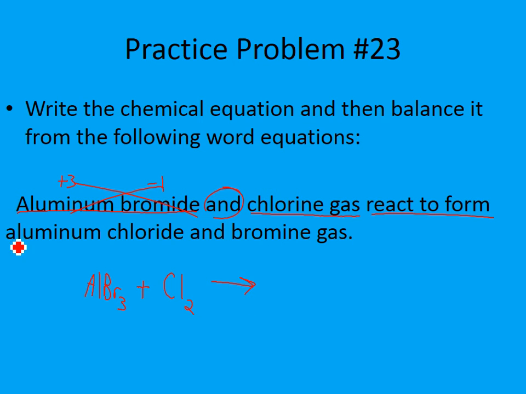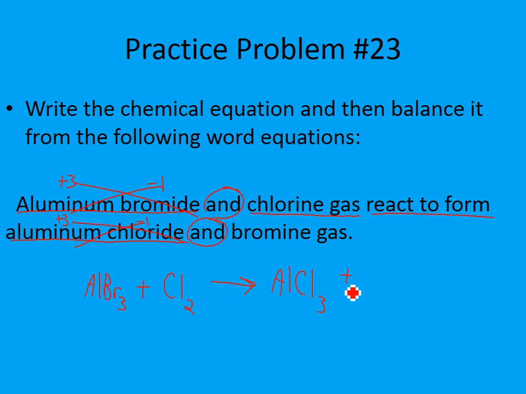Now we got aluminum chloride. What do I write above aluminum? It's plus 3. What's chlorine's charge? Minus 1. We crisscross it. Aluminum is Al. What number goes there? Just a 1. Chlorine is Cl. What number goes there? 3. Yeah. And there's the word and again. What do I write? Plus.